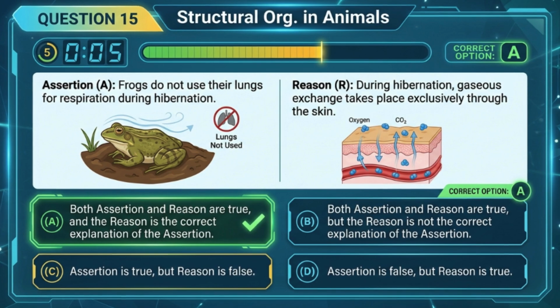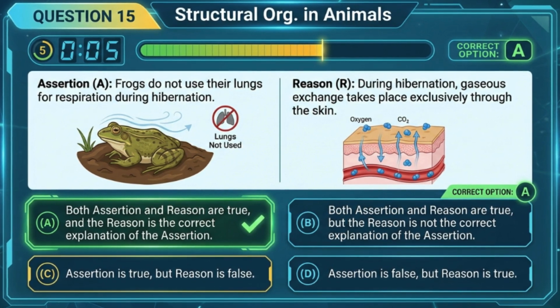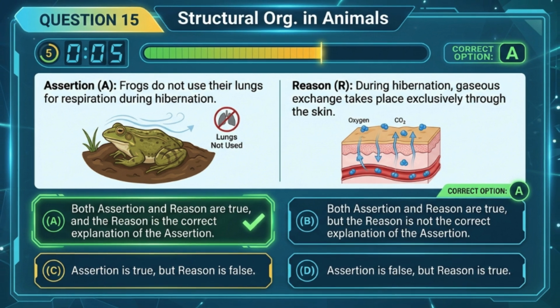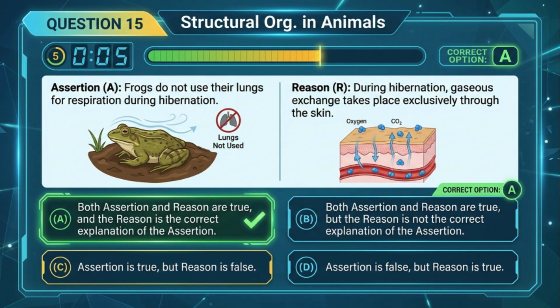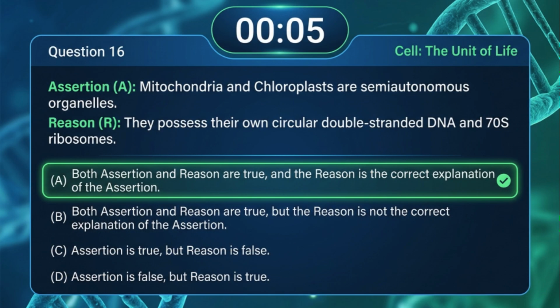Question 15. Structural organization in animals. Assertion A: frogs do not use their lungs for respiration during hibernation. Reason R: during hibernation, gaseous exchange takes place exclusively through the skin. 3, 2, 1. Frogs do not use lungs during their winter sleep, which is true. Why? Because they rely completely on cutaneous respiration through their skin. Both are true, and it explains the assertion. Option is A. Question 16.